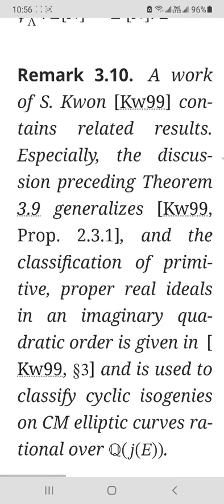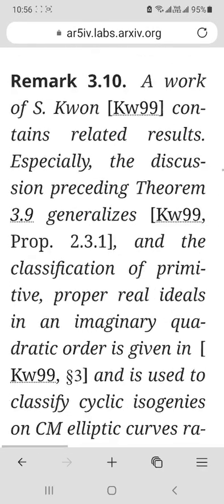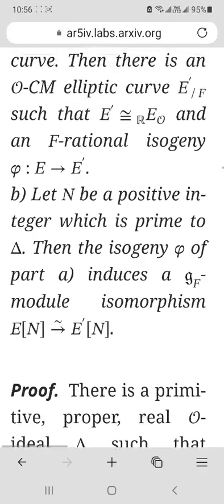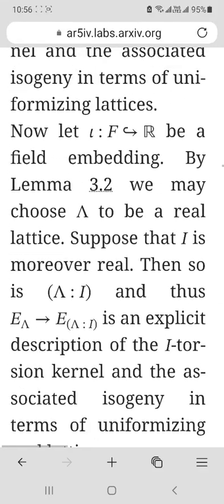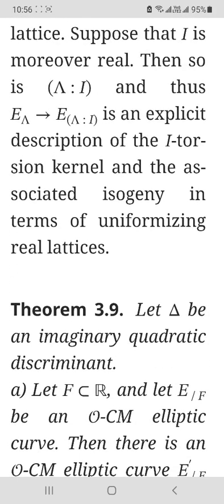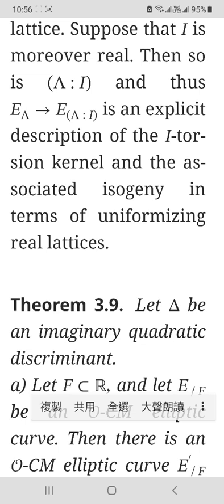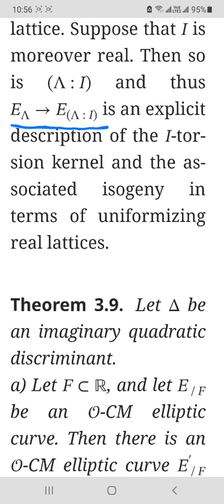Remark. Okay, that is basically what has happened here. We understand that the quotient map is isomorphic to an isogeny, and the map from E_Λ to E_{Λ:I} is an explicit description of the I-torsion kernel and the associated isogeny.